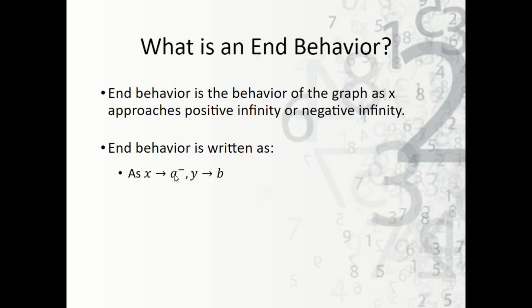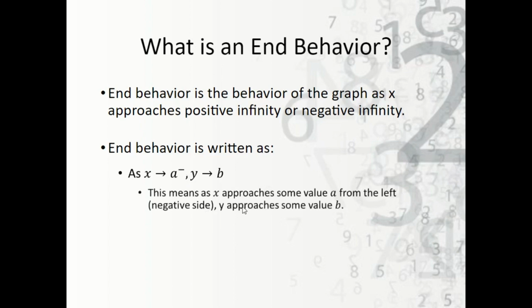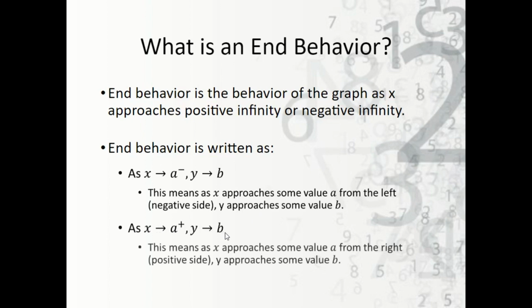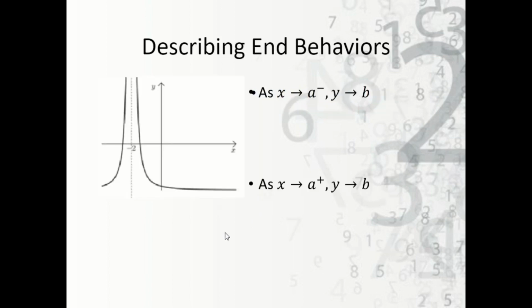So as it approaches, and this negative sign means that it's approaching from the left side. So as it gets close to that point from the left side, y is approaching some value. The other version would be as x approaches that point from the right side, then y is approaching something. So an example of this would be here.